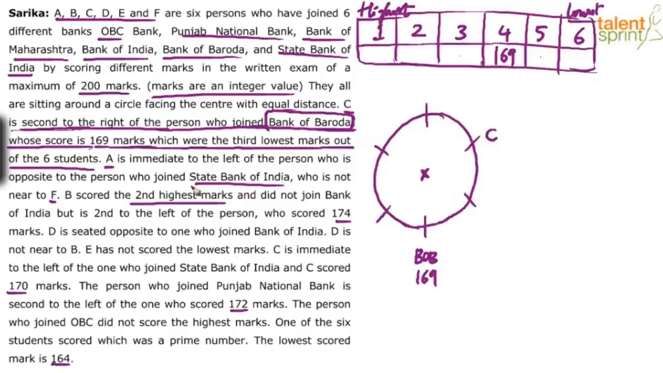So A, SBI, F, none of these three have been plotted on the circle already. So this statement is not going to help us immediately. Definitely the information given is valuable, but we cannot use it immediately here, right? So let's go to the next point.